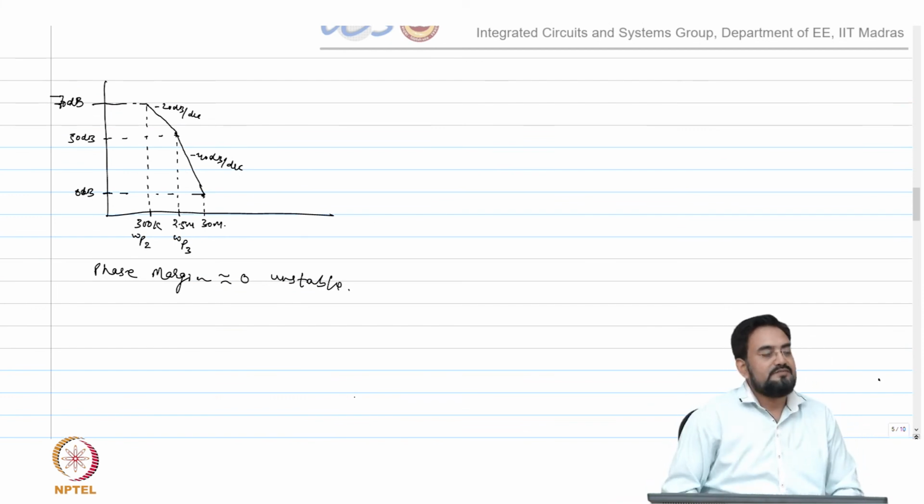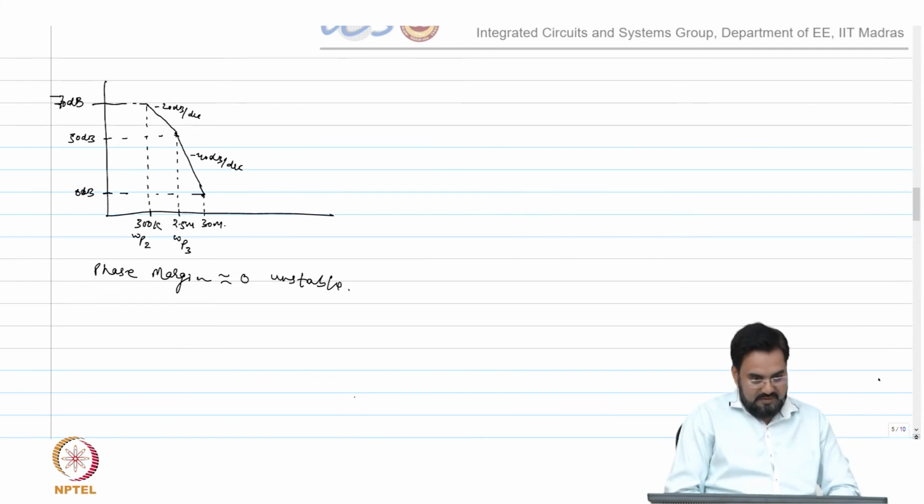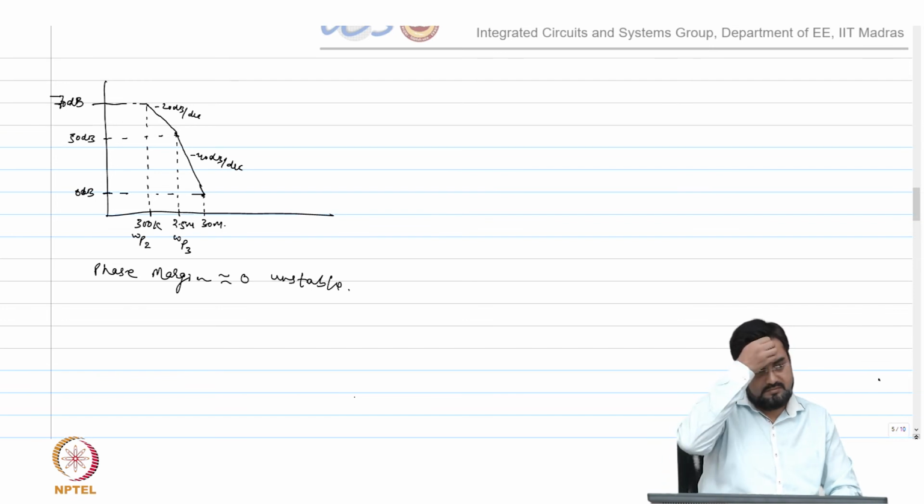So what do I do? If I have to compensate it, shall I add the capacitor at the output or at omega P2? If you're adding a capacitor at omega P2, it will push omega P2 towards the left and omega P3 we will require very fast. Yeah, so we talked about this yesterday.